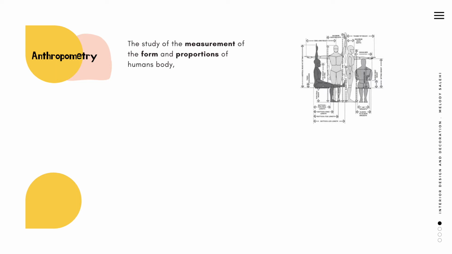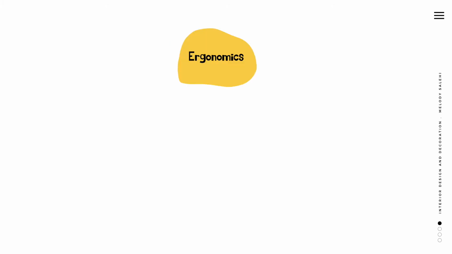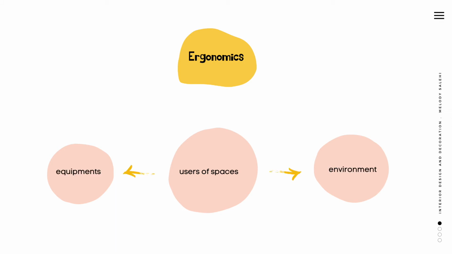Anthropometry is the study of measurement of the form and proportion of a human's body, especially as it relates to the design of furniture and machinery. Ergonomics, on the other hand, is the study of people's efficiency in their working environment. When we call an item ergonomic, it means that something was designed in a way which maximizes the productivity and minimizes the discomfort in an interior environment. It works out the relationship between users of a space with the environment and equipment they use.